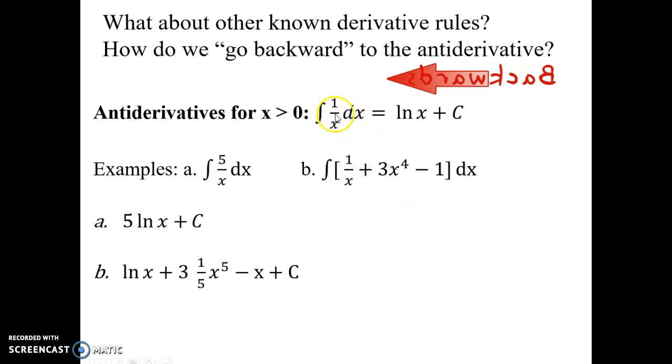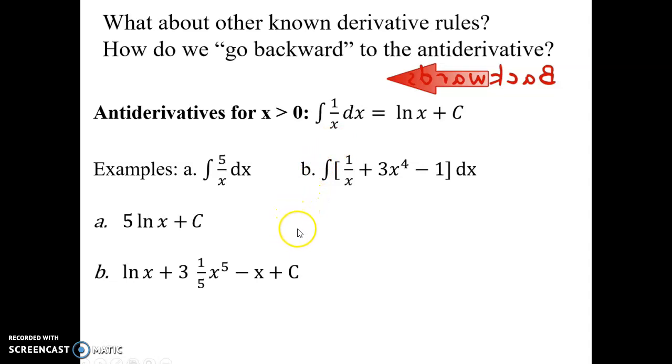Antiderivatives for 1 over x, we already saw before, that is equal to the natural log of x. Actually, we could even say 1 over x is equal to the natural log of the absolute value of x. Sometimes that's done too. But often they'll put the caveat here that x has to be greater than 0, because remember, we can't take the natural log of a number unless it's greater than 0.